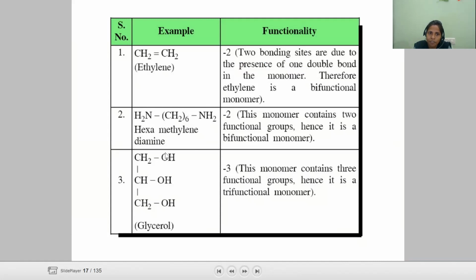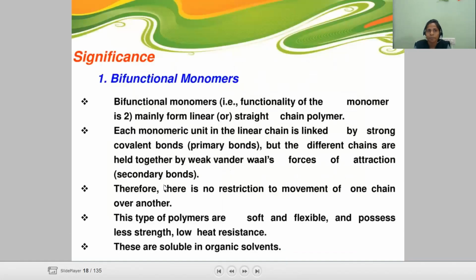And see here, how many functional groups are there? Three functional groups are there. These are called the active functional groups, and the functionality will be 3. So in this it is 2, and in this it is 3. And let us see what is the significance of a bifunctional monomer. What is meant by a bifunctional monomer? A bifunctional monomer means the monomer has 2 functionality, or the monomer has 2 bonding sites.